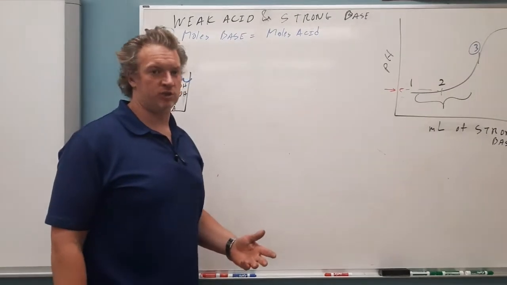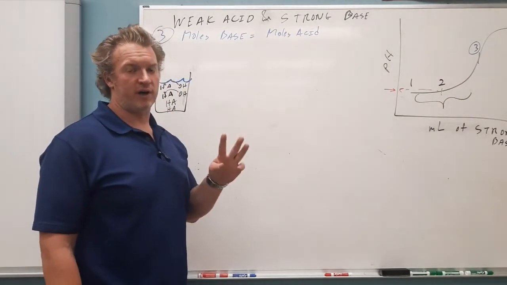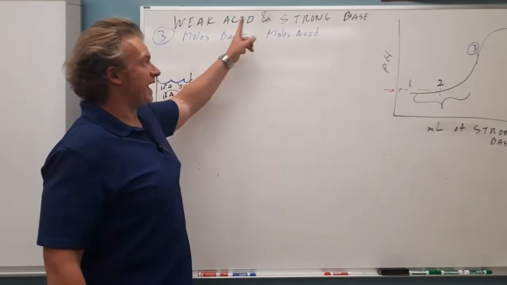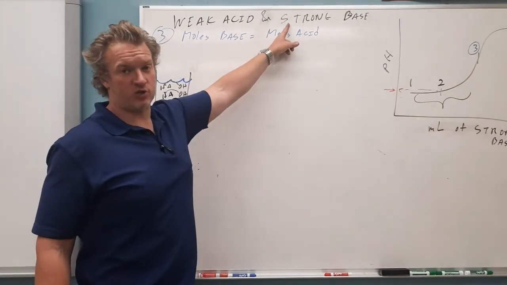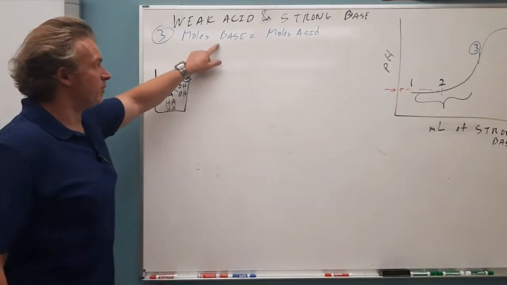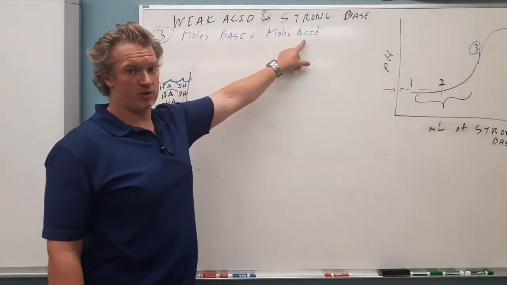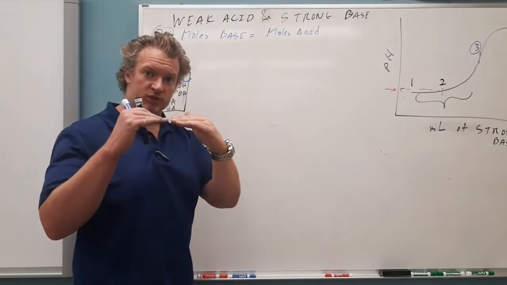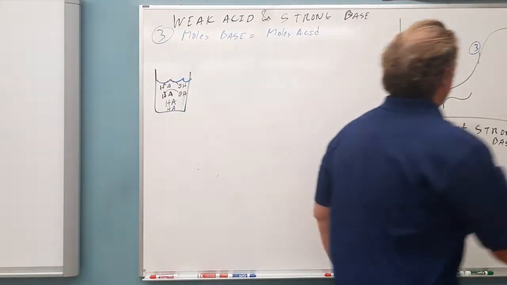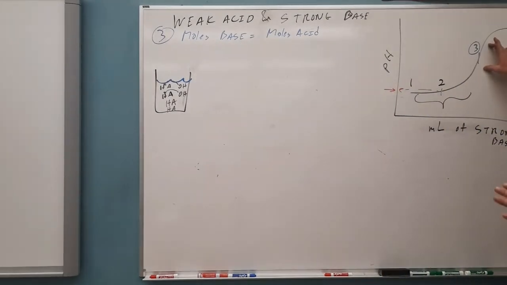Hello, you absolute legends. The third and final point on a weak acid and strong base titration curve is when the moles of base equals the moles of acid. This is called the equivalence point. The equivalence point occurs in this tall, very vertical part right here.